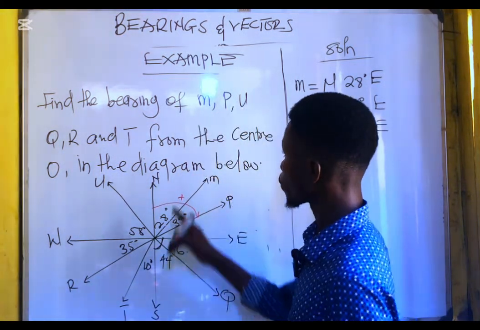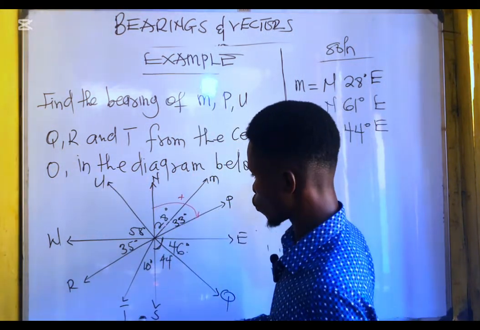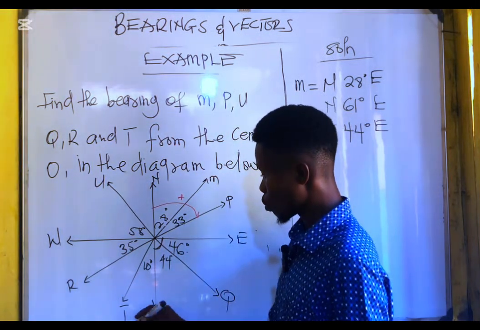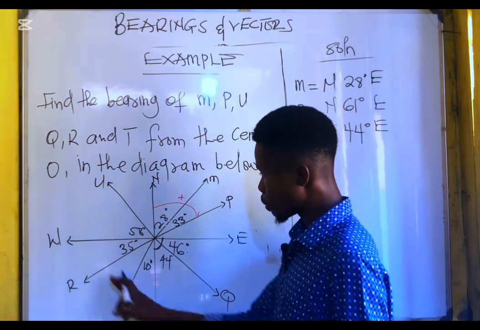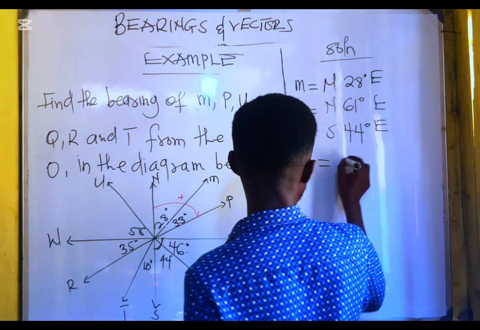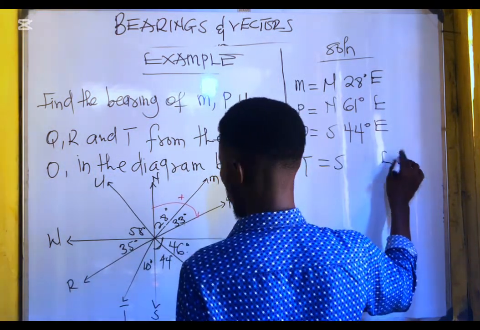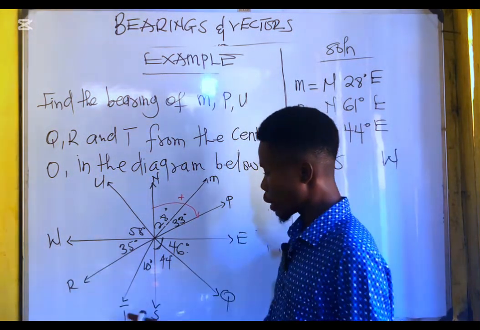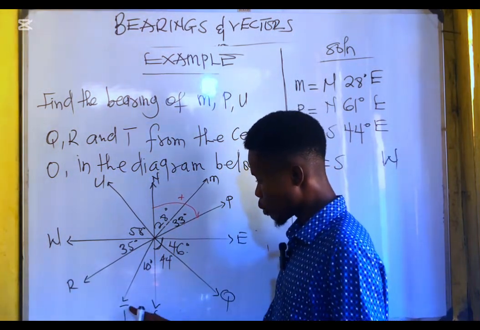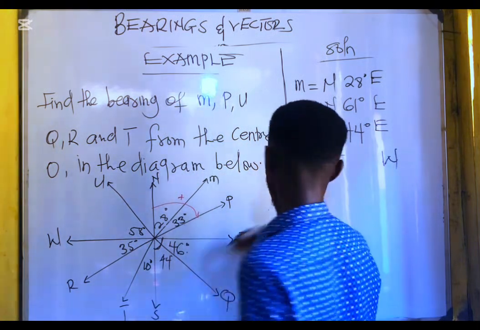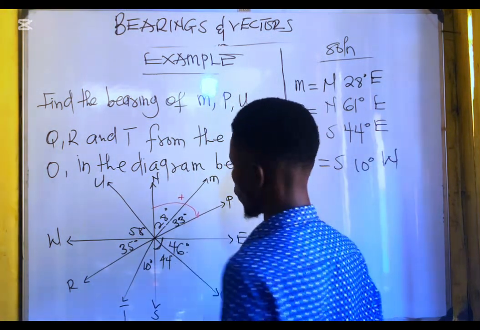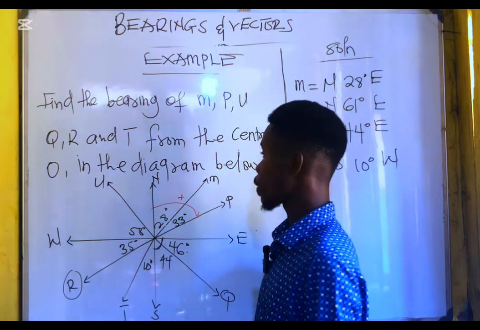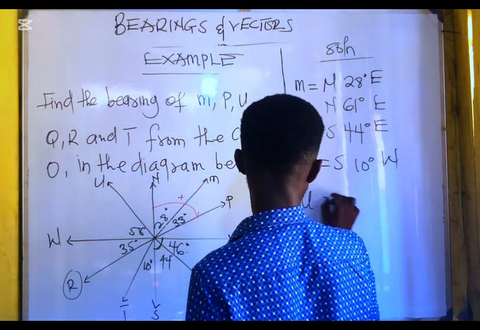From Q, let's move to T. I don't want you to be confused. Now the T is between south and west. So for the south and west, this is between T and S, so you just pick the number there. That's 10 degrees. Is that okay? I'll leave the R for you to do. But let's look at the U.